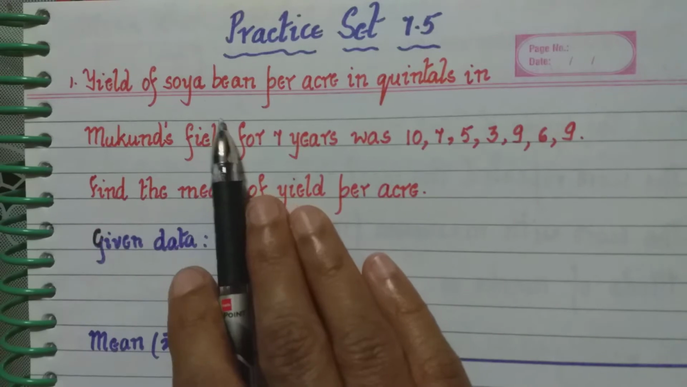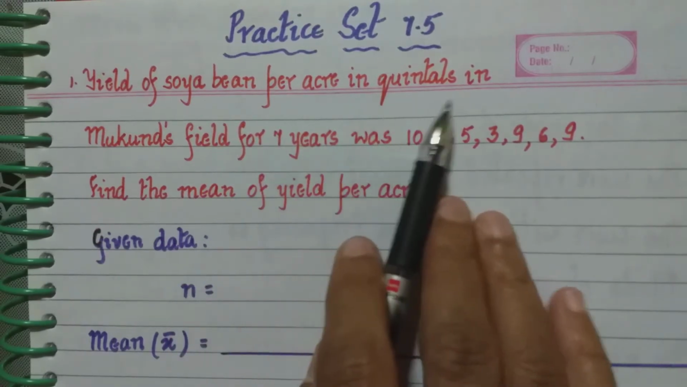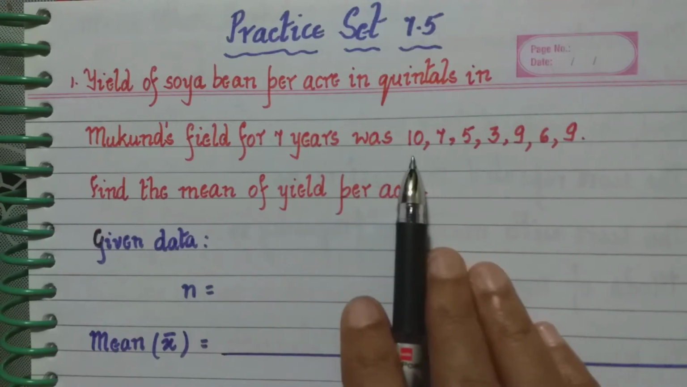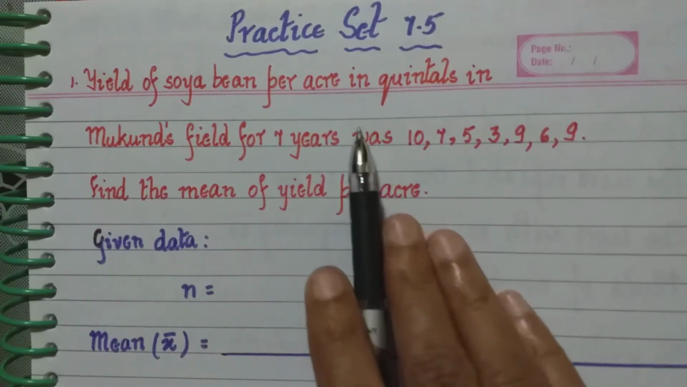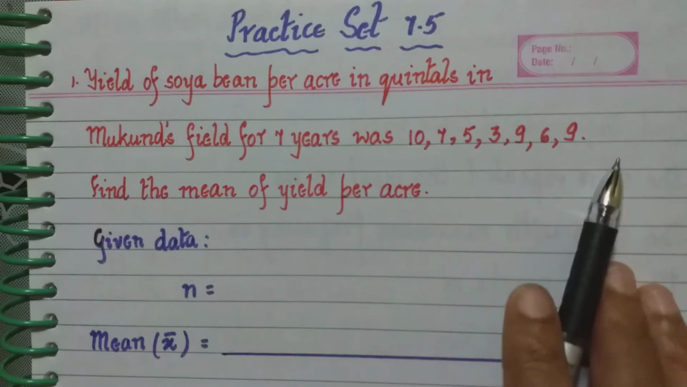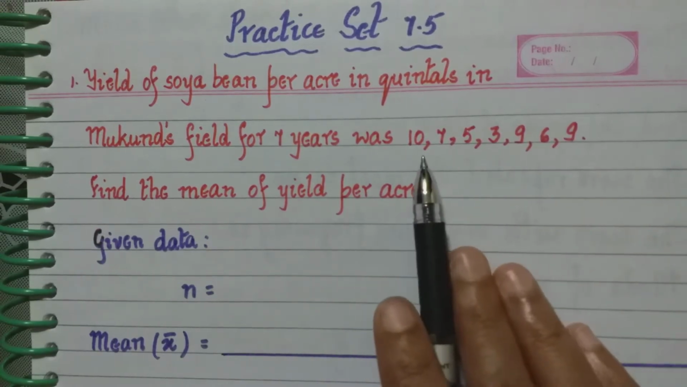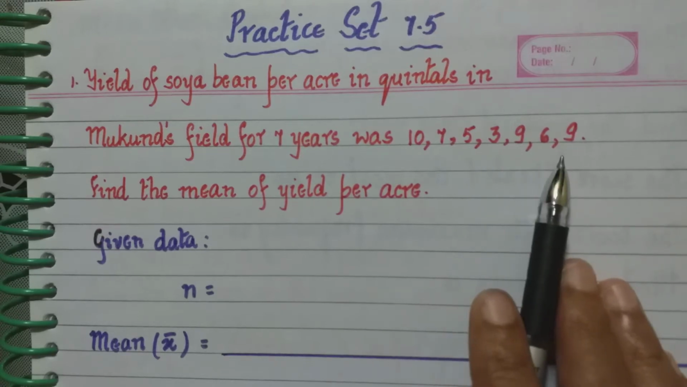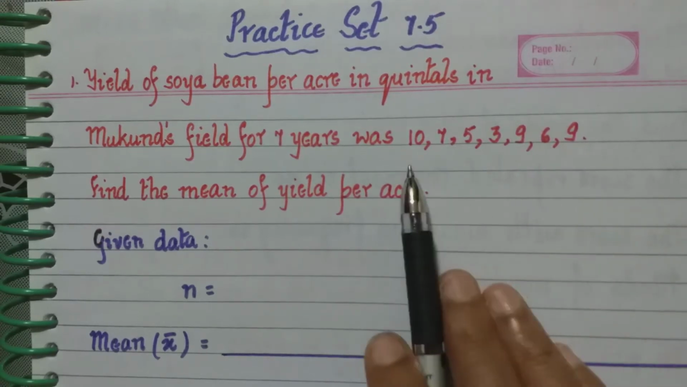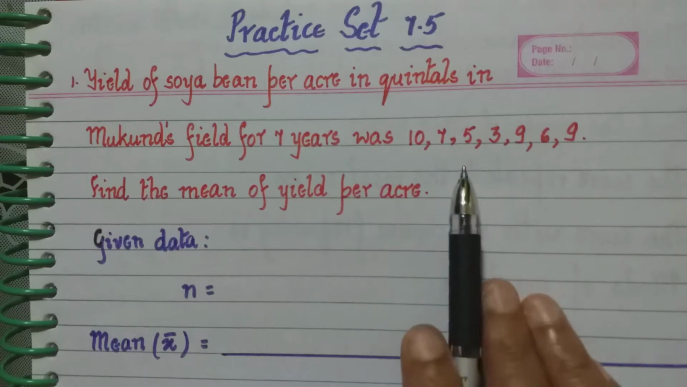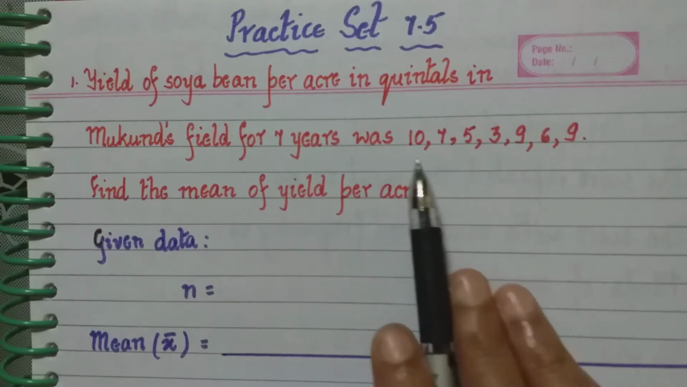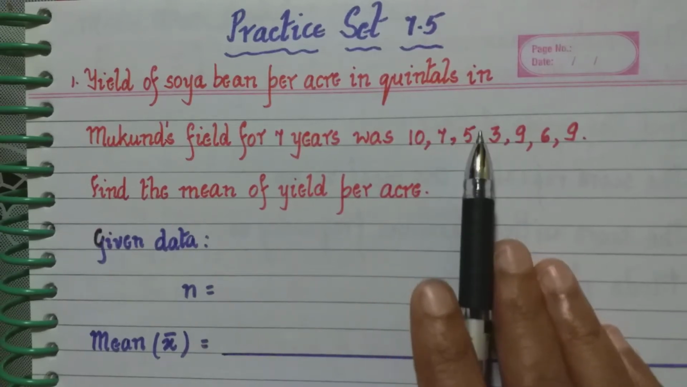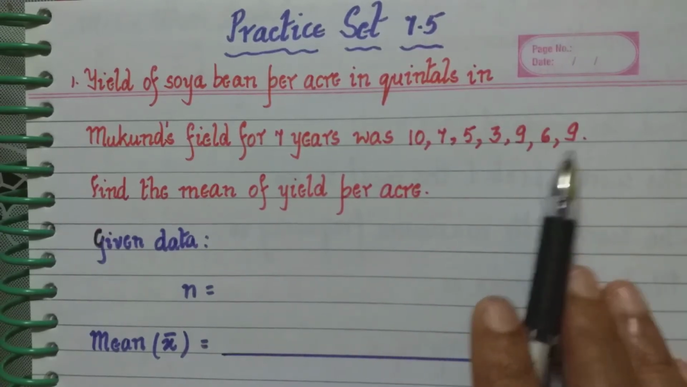Question 1. Yield of soya bean per acre in quintals in Mukund's field for 7 years was. So this is here for 7 years, so there will be 7 observations: 10, 7, 5, 3, 9, 6 and 9. So these were the yield of soya bean per acre in quintals. So there are 10 quintals, 7 quintals, 5 quintals, that way.